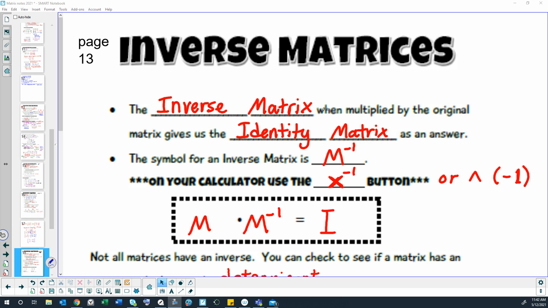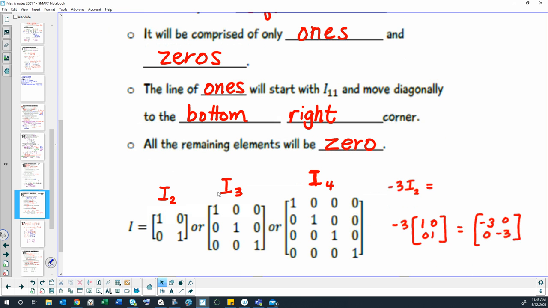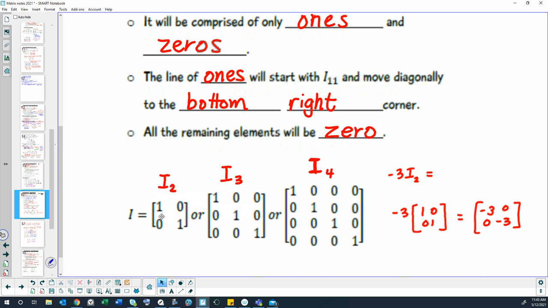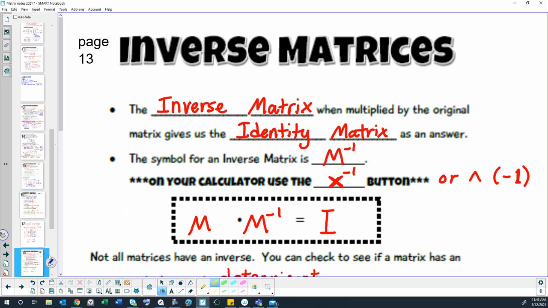The inverse matrix, when multiplied by the original matrix, gives us the identity matrix. We just barely talked about the identity matrix. The identity matrix looks like one of these here, where we have a diagonal of ones, and then everything else is zeros. And the cool thing about the identity matrix is if we multiply a matrix by an identity matrix, we get the same matrix back again. So it's like multiplying by 1. That's one thing we talked about last time, right?